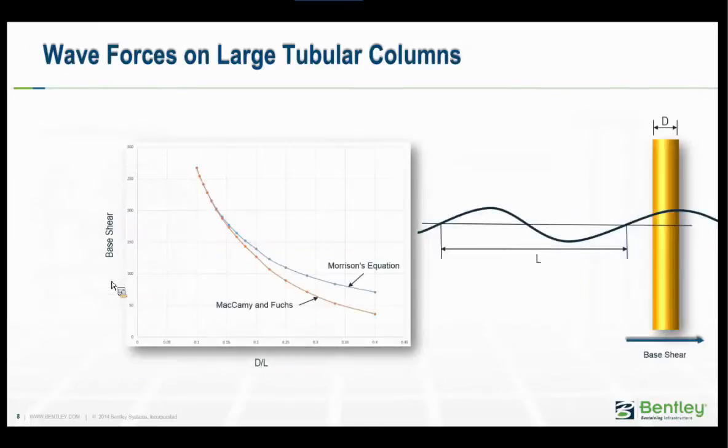Okay, so this next graph shows a comparison between the two approaches. Here at the top you see the pure Morrison's equation, and the result in red is the MacCamy and Fuchs approach applied to the coefficient of mass. What we're doing here is increasing the diameter of this tubular column and measuring the base shear. As you see, for low diameters, the two approaches give the same results as you would expect.